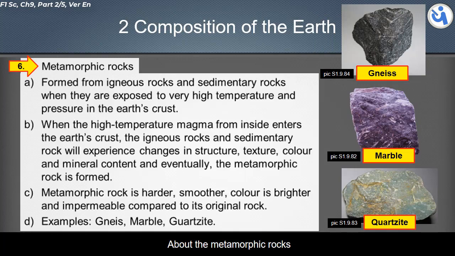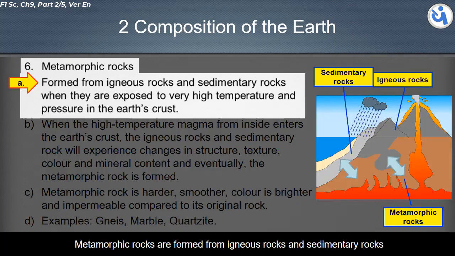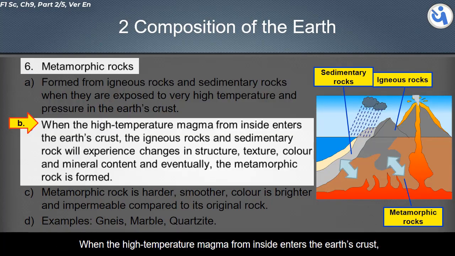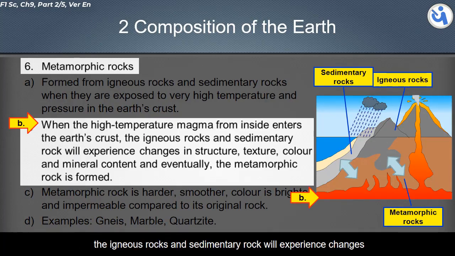About the metamorphic rocks. Metamorphic rocks are formed from igneous rocks and sedimentary rocks when they are exposed to very high temperature and pressure in the Earth's crust. When high temperature magma from inside enters the Earth's crust, the igneous rocks and sedimentary rocks will experience changes in structure, texture, color, and mineral content. And eventually, the metamorphic rock is formed.